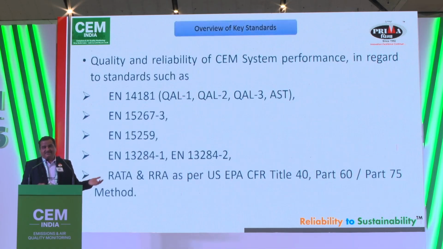We have already discussed a lot of things, but about two of the standards you will learn more here: EN 15259 and 13284, the RATA and RRA. The most stress is on 15259. It is compulsory to know the homogeneity of the sampling point before you install any certified emission monitoring system. However good the certified system may be, whether TUV or MCERTS, if you are not choosing the right sampling place as per the gas homogeneity of 15259, we are probably not certain about the reliability of that data.